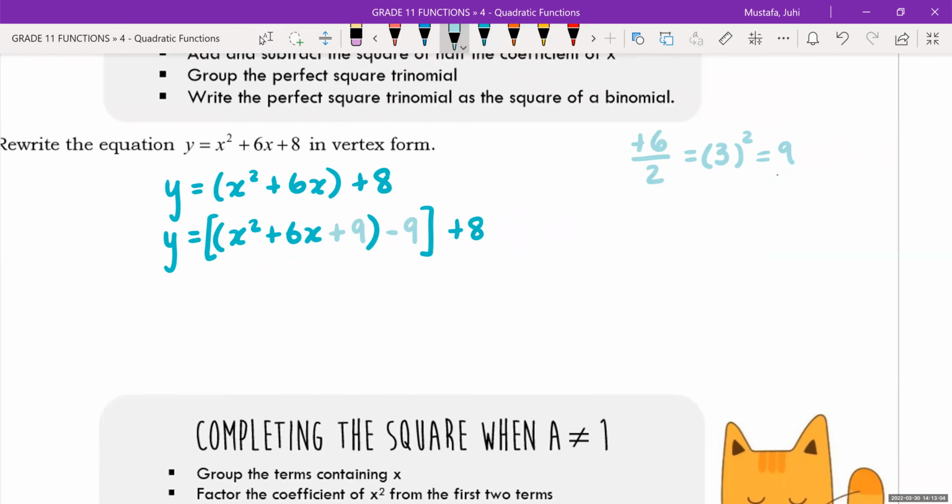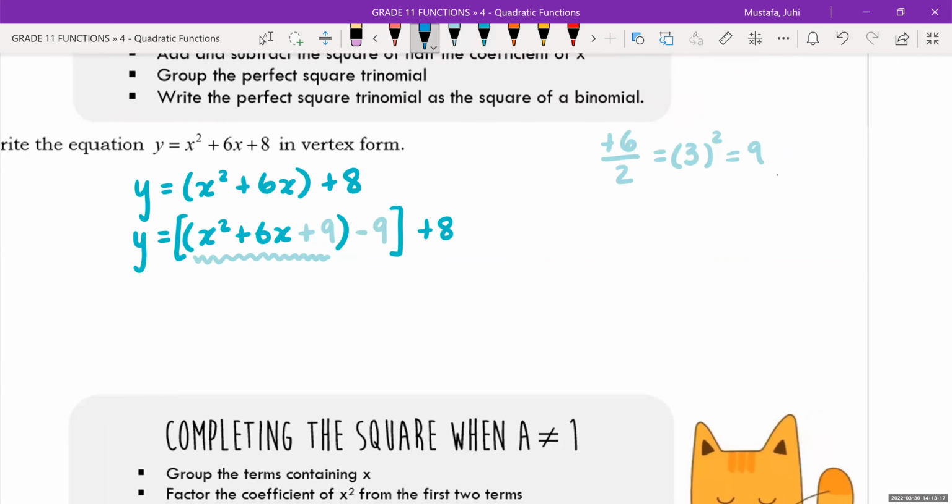So Bea asked before, what's the point of doing this? The whole purpose of doing this is inside the rounded brackets, you should now end up with a trinomial that is a perfect square trinomial. And the significance of that is when you have a perfect square trinomial and you're trying to factor it, you end up getting factors that are exactly the same.